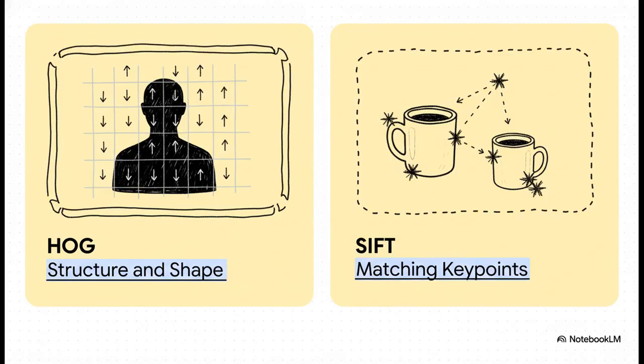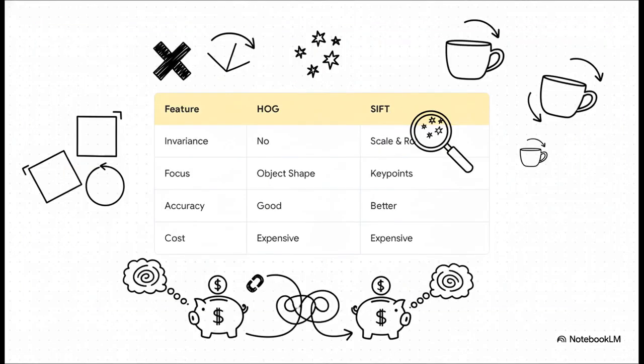So here's the fundamental philosophical divide. HOG gives you a dense descriptor. It's describing the shape of the whole object. That's why it was so famous for things like pedestrian detection. SIFT, on the other hand, gives you sparse descriptors. It ignores most of the image and just hones in on a few really stable points. This makes it perfect for things like creating a panorama, where you need to match those exact same points between two different photos.